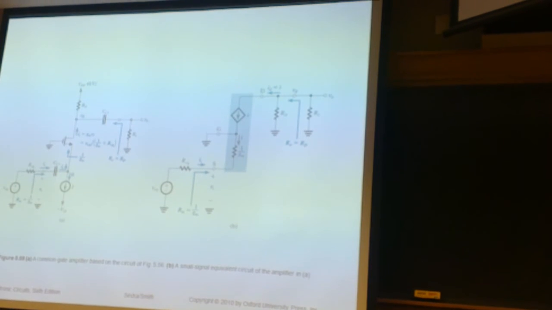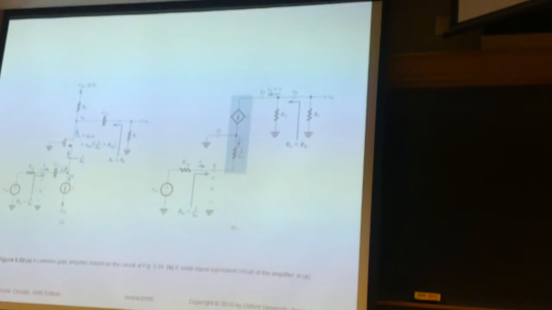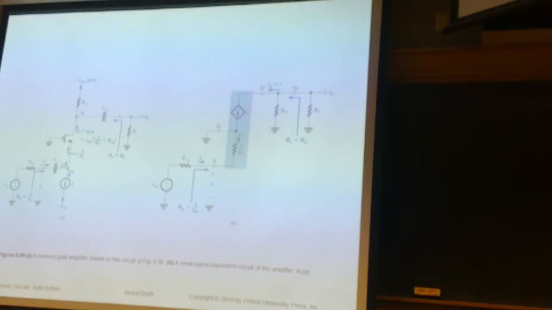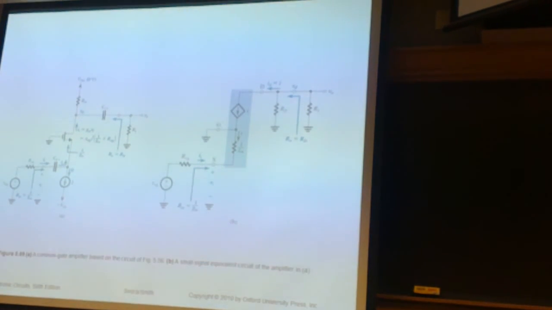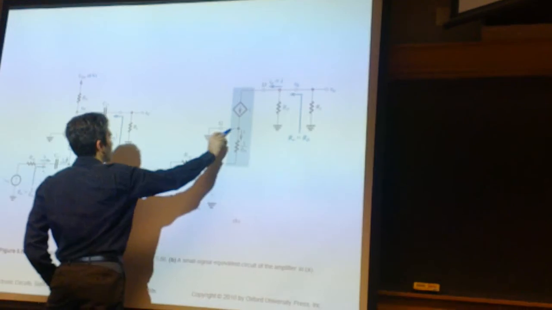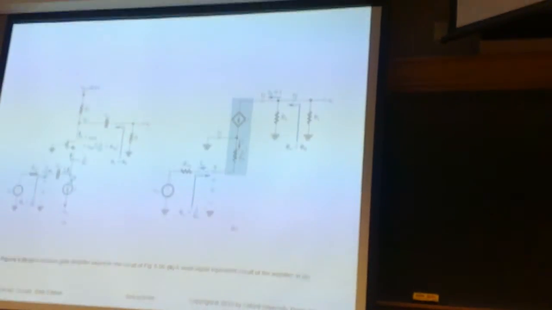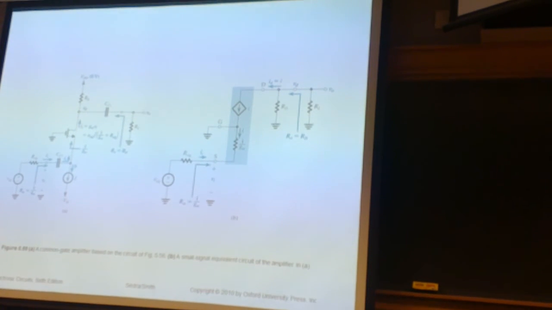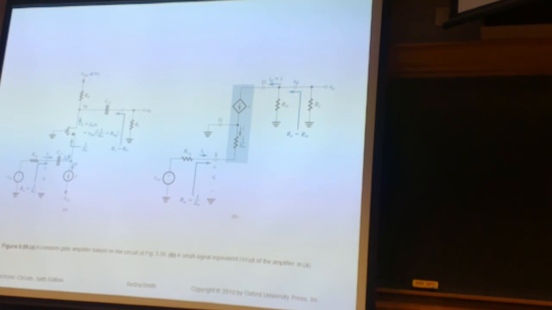Does that dependent current source not run into the ground at the gate? It is connected to ground, but there's no current going to ground. Just remember, that's a T model, right? IG is 0. So this current here is 0. There's no current going in. Yeah, I got you. But the AC value of the voltage is 0. It's ground. But there's no current going into that.